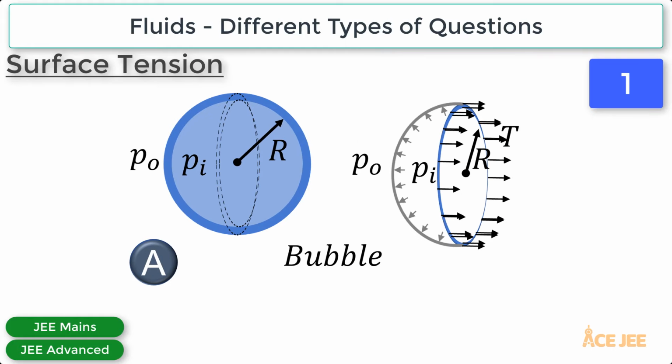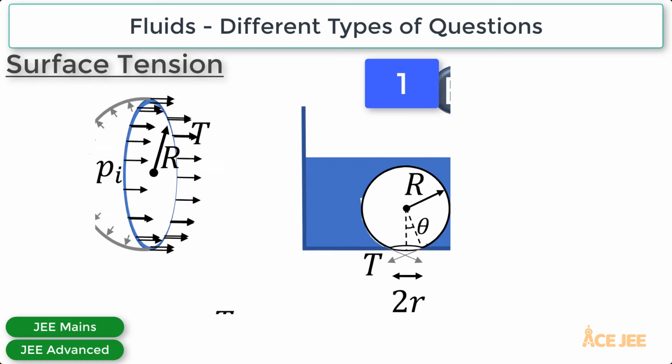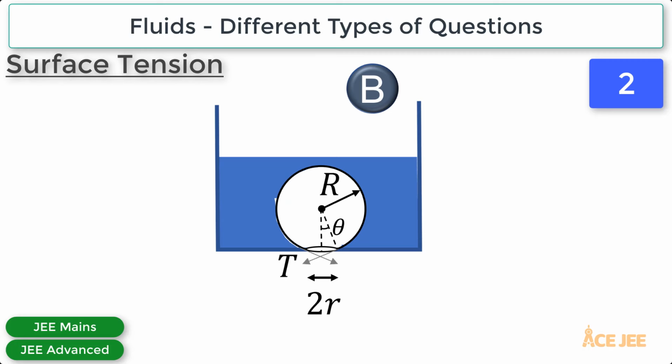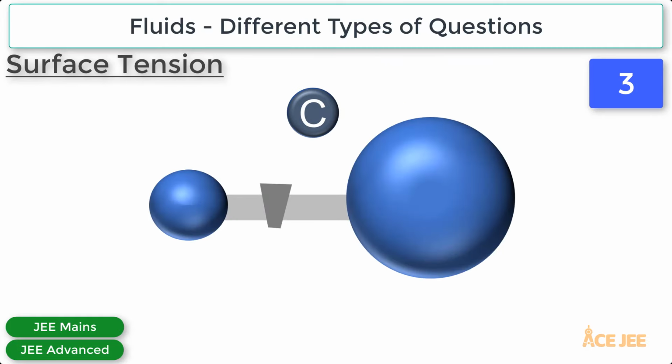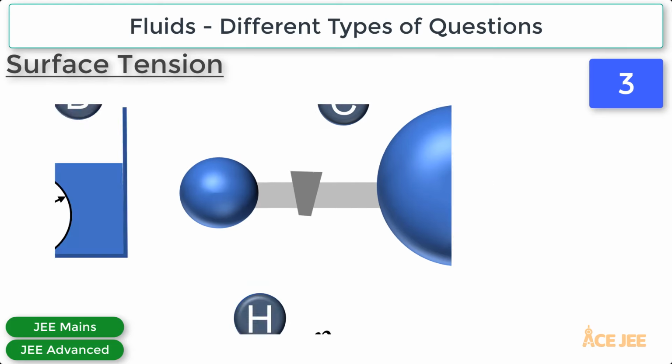So starting with the first one, here you will be asked to determine the unknown using the knowledge that excess pressure in an air bubble is 4T by R. In the second one, you will be asked to determine the contact area of the bubble before it detaches from the bottom surface of the liquid bath. In the next one, you will be given a scenario wherein two bubbles of different radii are connected, and you might be asked which bubble will shrink and which one will get bigger.